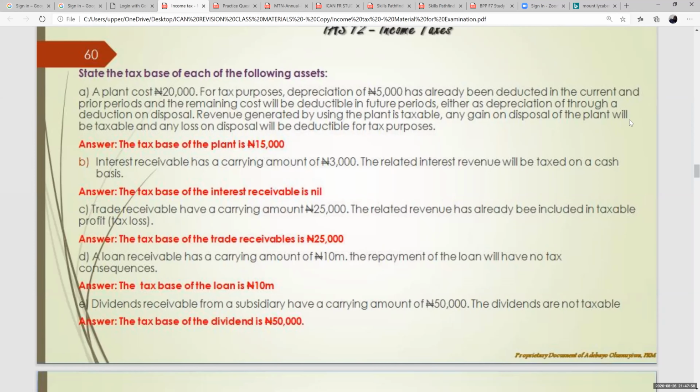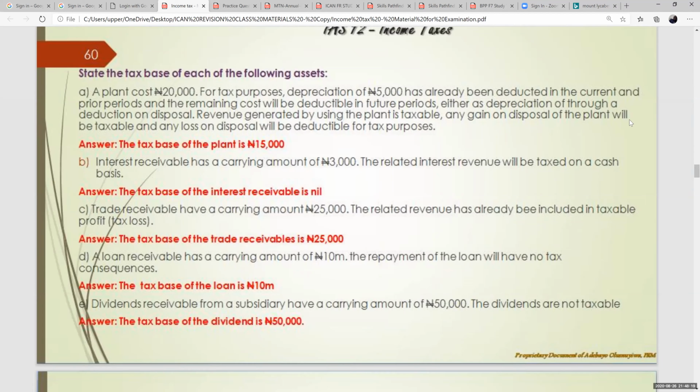The tax base will simply be from the cost of 20,000. I've already enjoyed 5,000 as capital allowance. What is left for me to be enjoyed in future is the difference between 20,000 and 5,000, which is 15,000 naira. Also, we have interest receivable having a carrying amount of 3,000 naira.